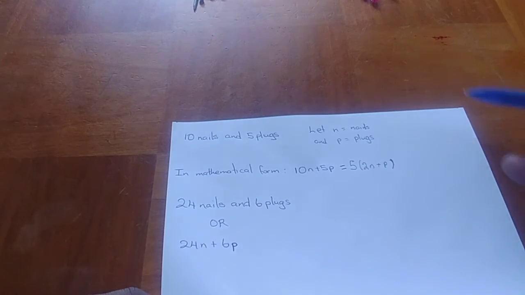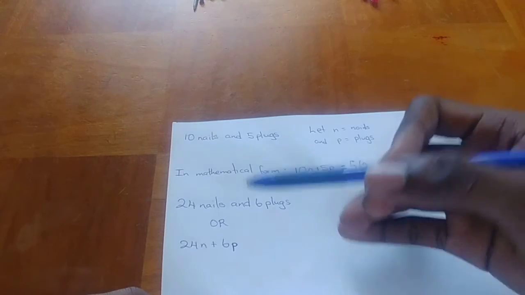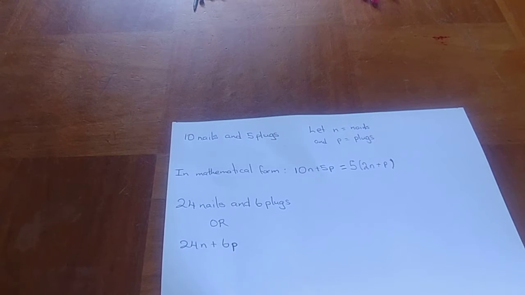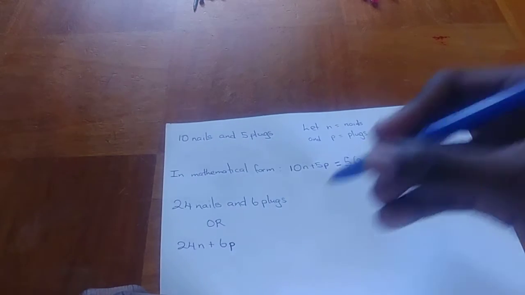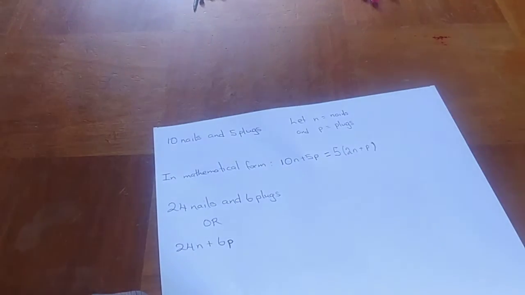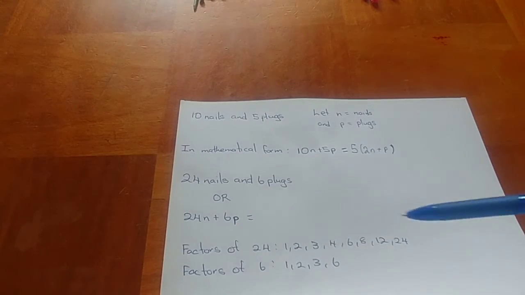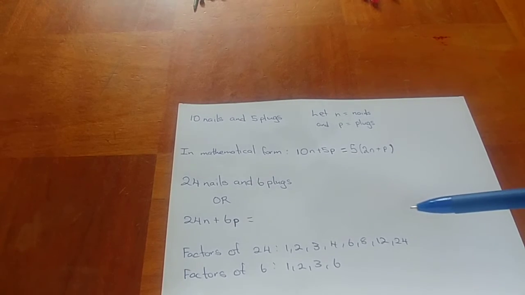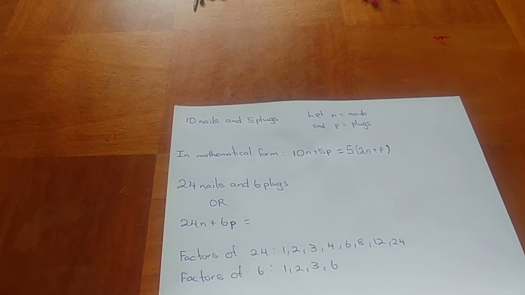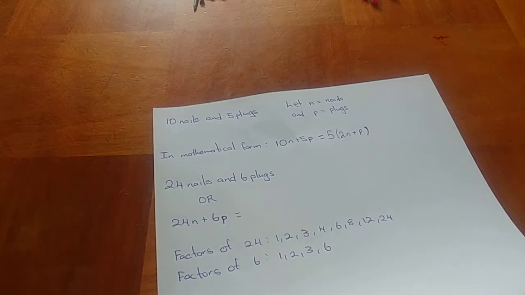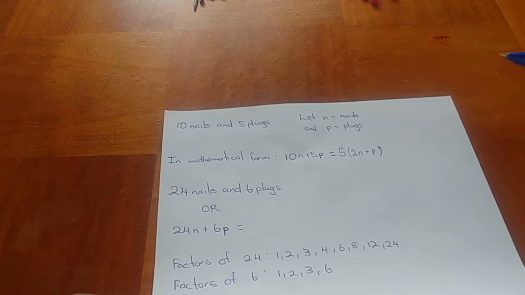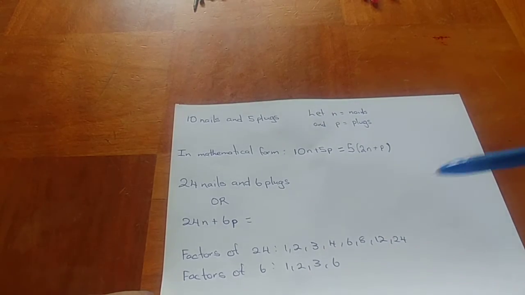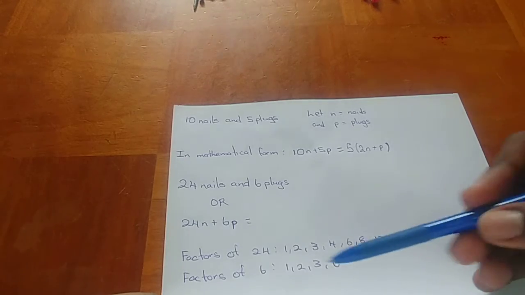So what is that? We are looking for the common factors of 24 and 6, right? So what are the common factors of 24 and 6? Let's look. Factors of 24. Okay, so we are dividing 24 nails and 6 plugs into groups such that we have no remainder. So we know that we are going to use the factors of 24 and 6, but not only the factors, but the common factors, right? So now these are the factors of 24 and these are the factors of 6.